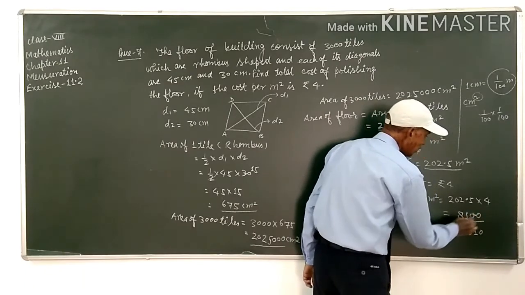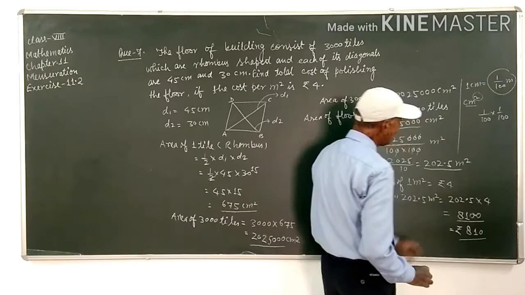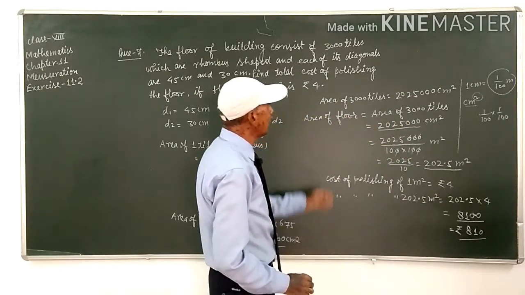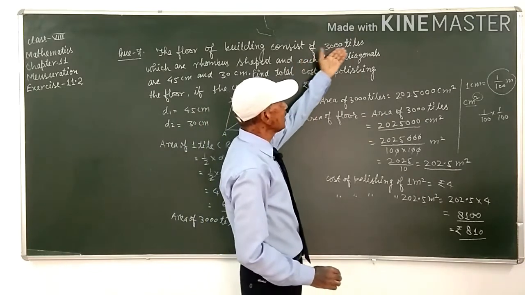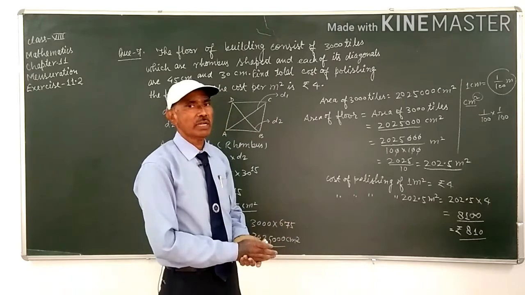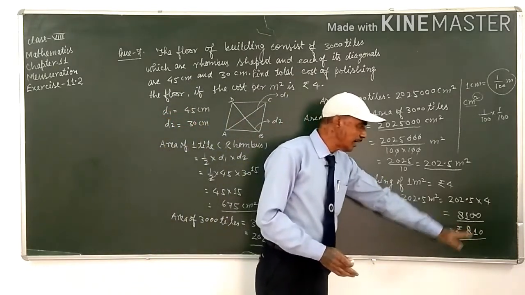Okay, so this ₹810 will be the total cost of polishing the floor of 3000 tiles. The floor that is made of 3000 tiles, the cost of polishing it will come to ₹810.